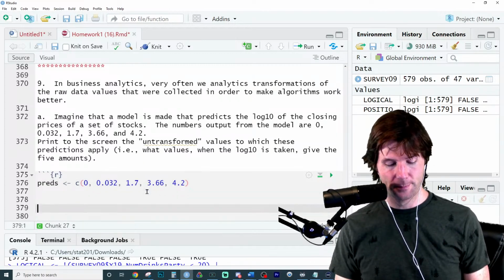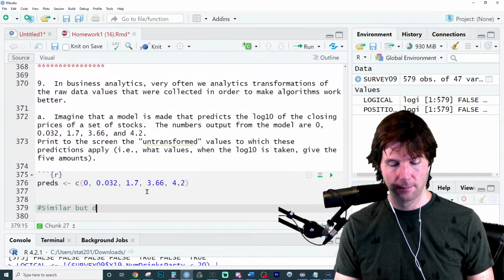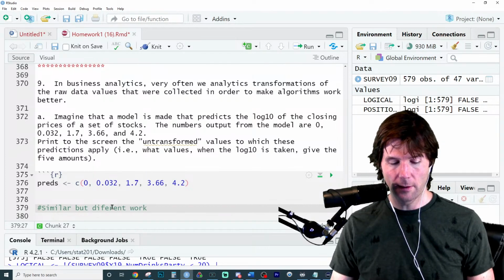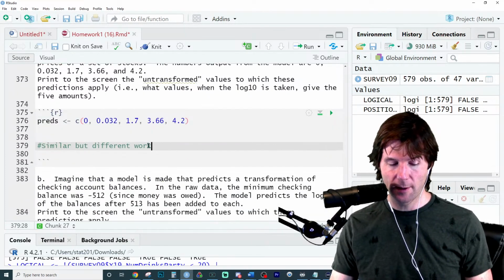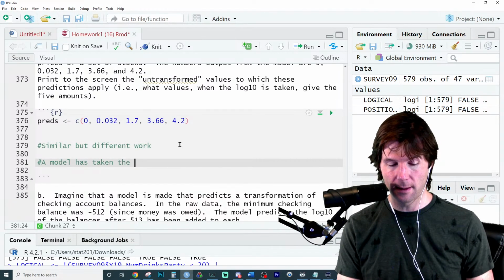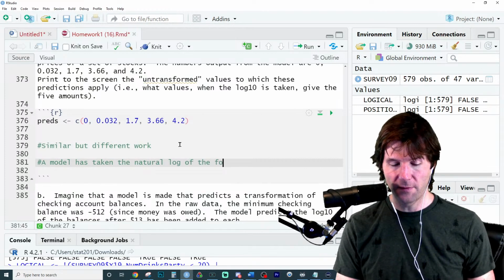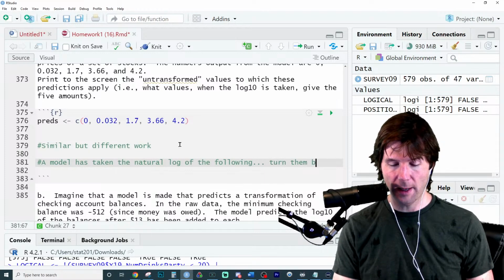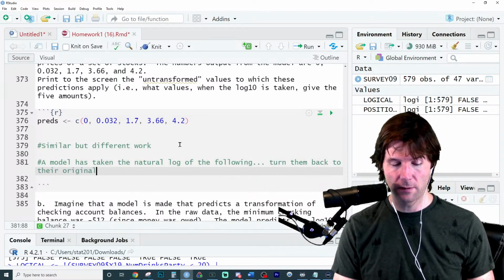Similar but different work. Okay, I always do similar but different work right here. A model has taken the natural log of the following, turn them back to their original values.